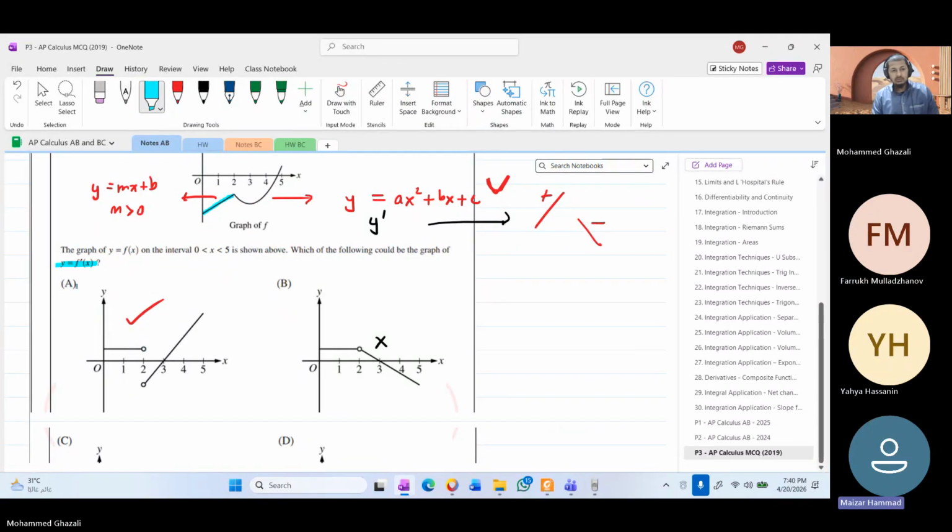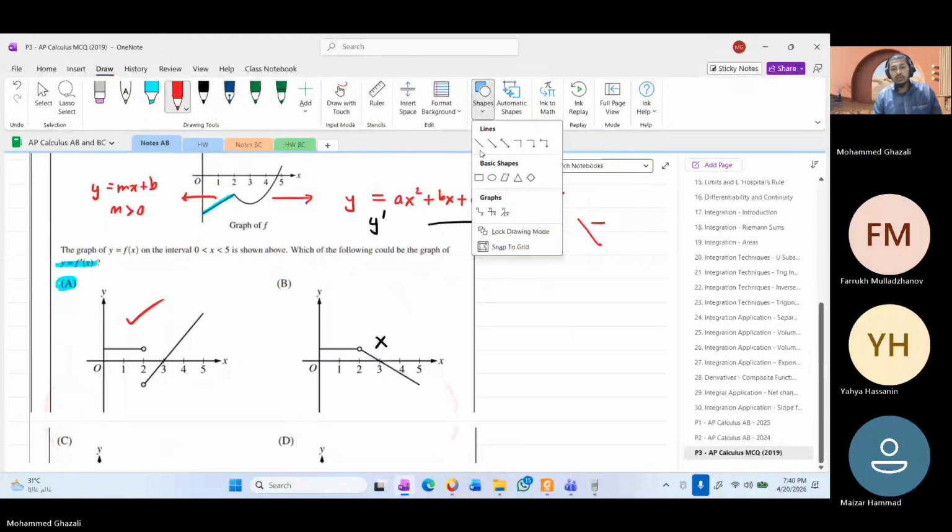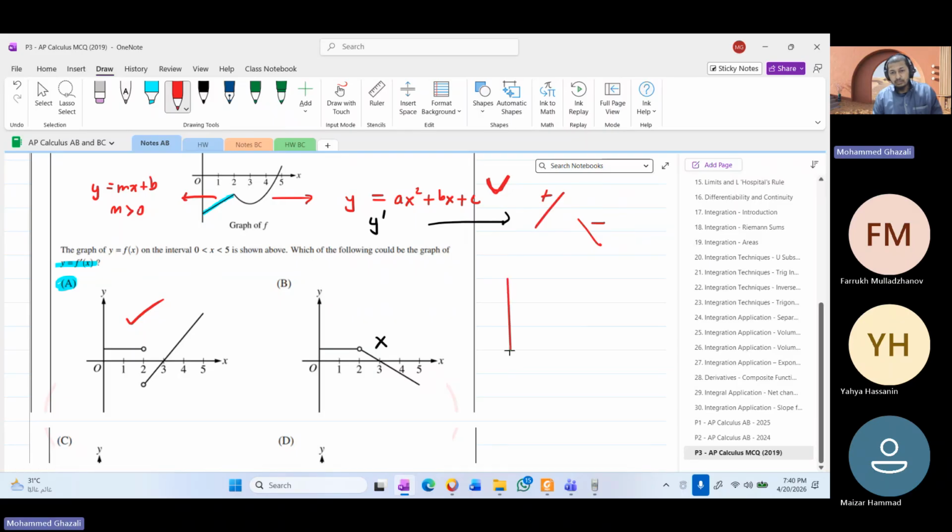But I have a question. If the graph of f is continuous, it's not differentiable at 2. Shouldn't that mean the derivative should be continuous? No. I can give you an example of an absolute value function. You asked a very good question. Let's look at an absolute value function. y equals the absolute value of x.